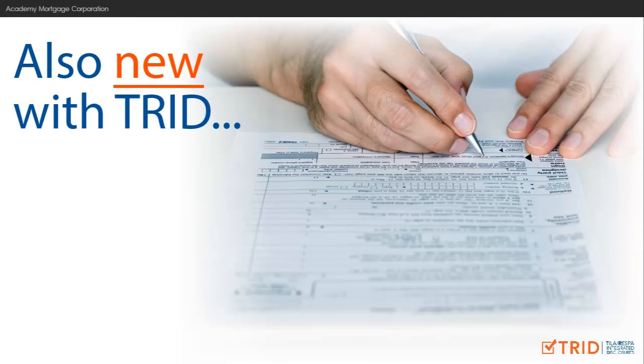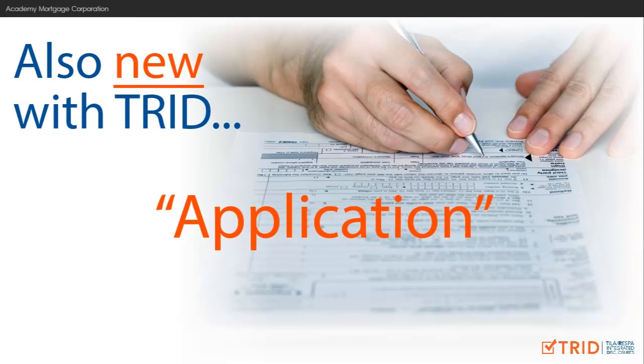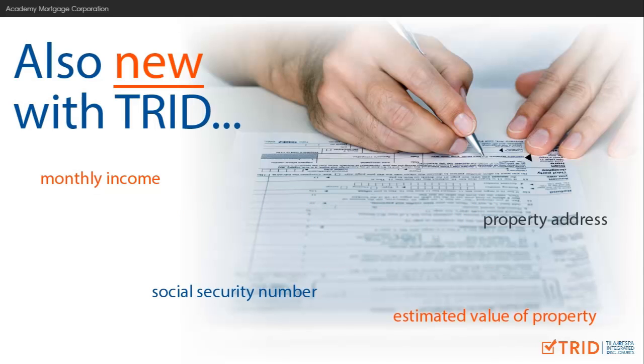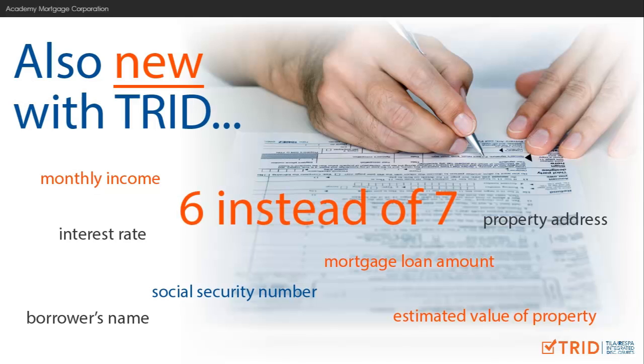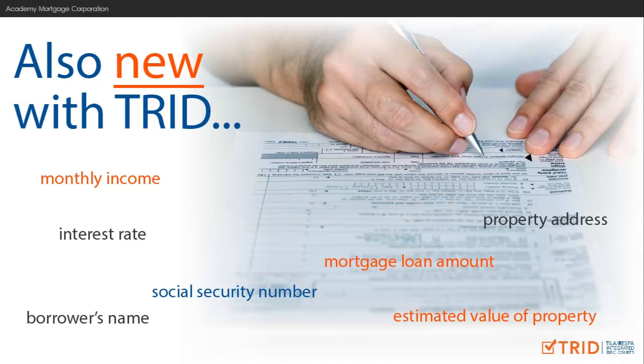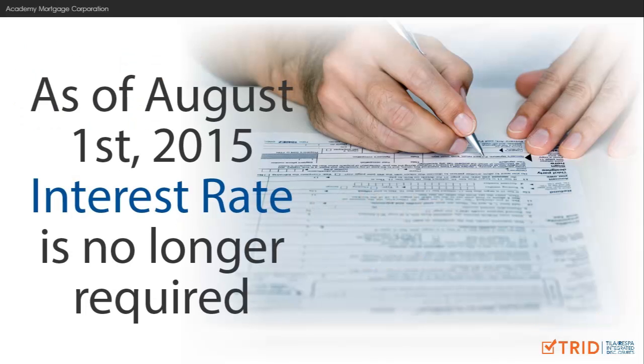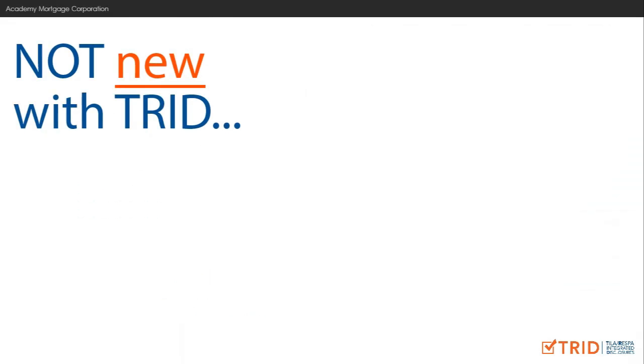Also new with TRID is that the definition of an application has changed. Until now, 7 pieces of information were necessary for a complete application. With TRID, only 6 are now required. The 7th catch-all element has been removed. Recall that Academy defined the 7th item as the interest rate. Effective August 1, 2015, Academy no longer requires the 7th item. There are some things that won't change.